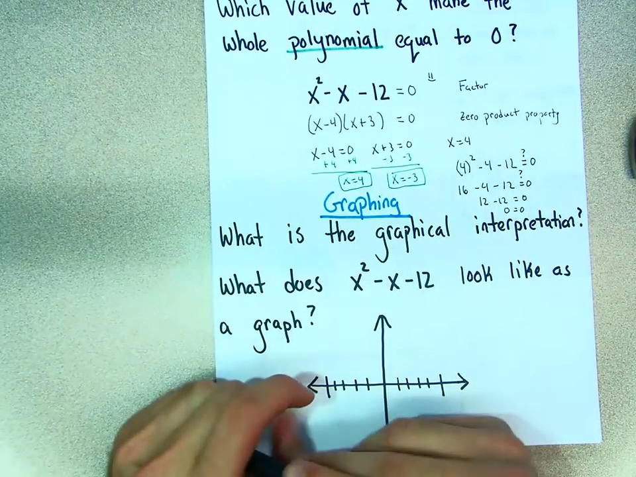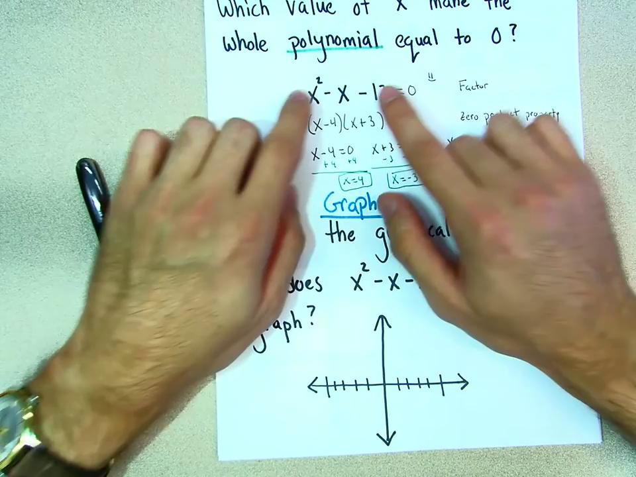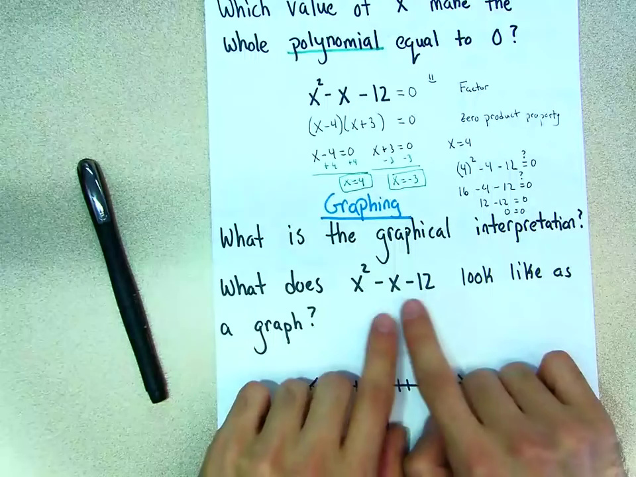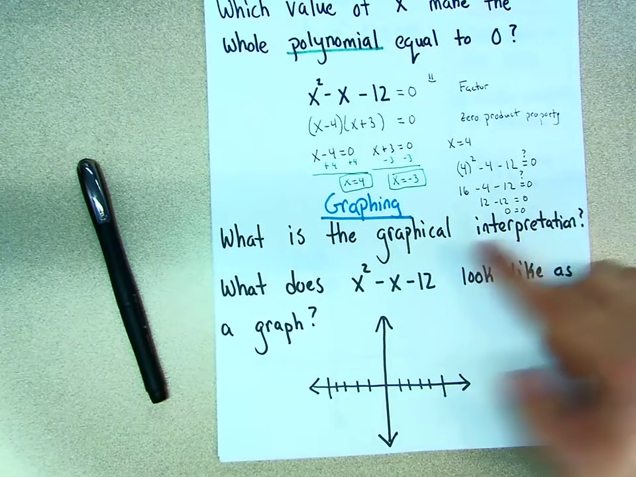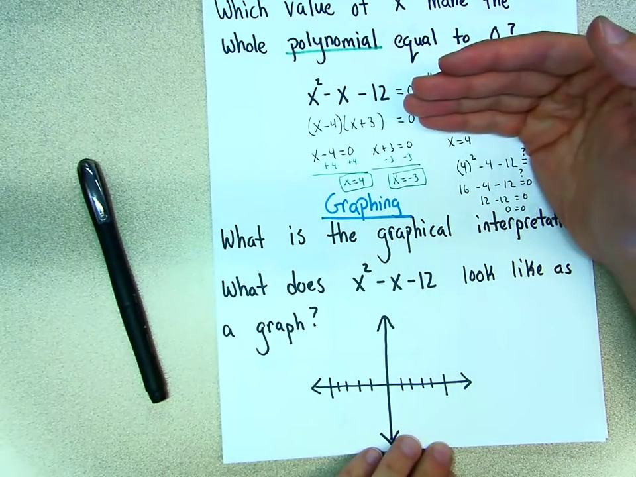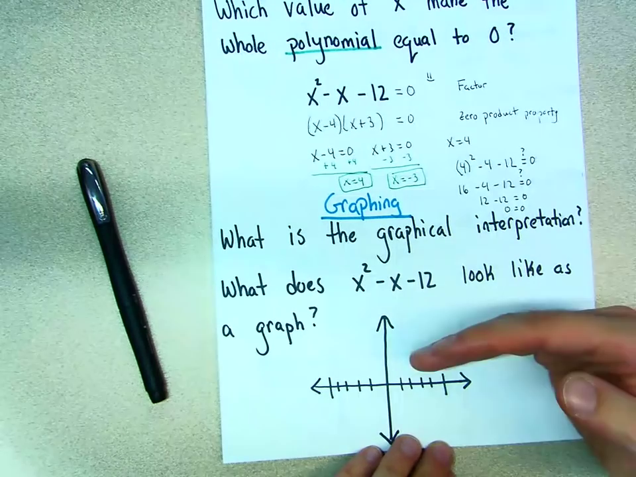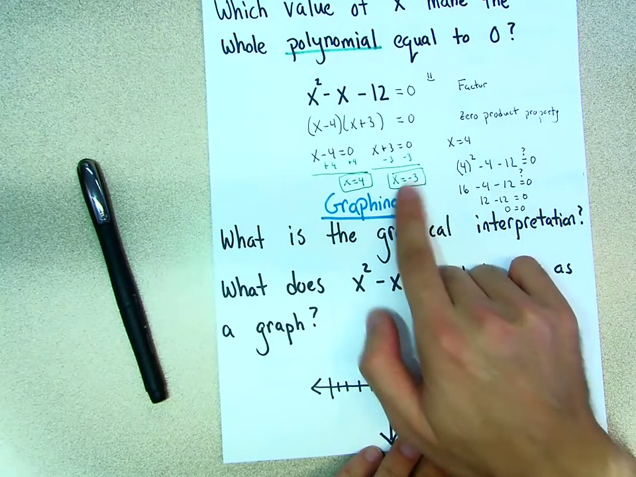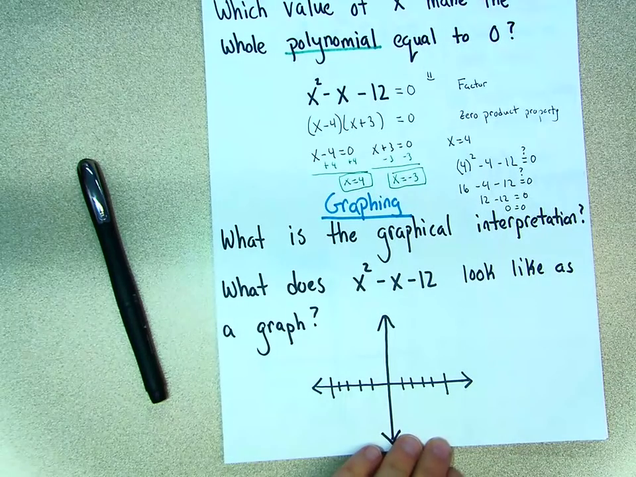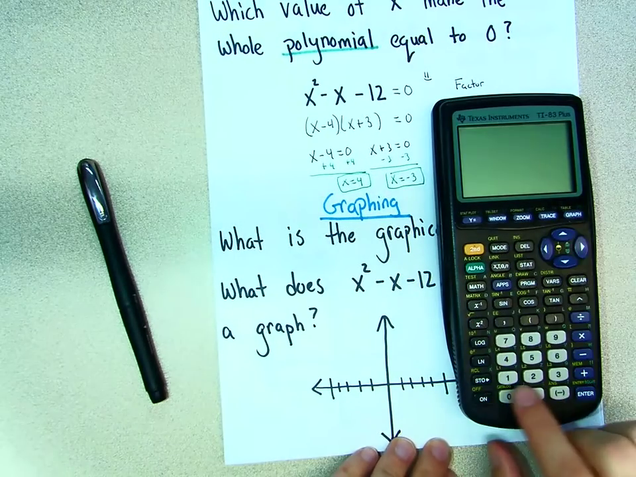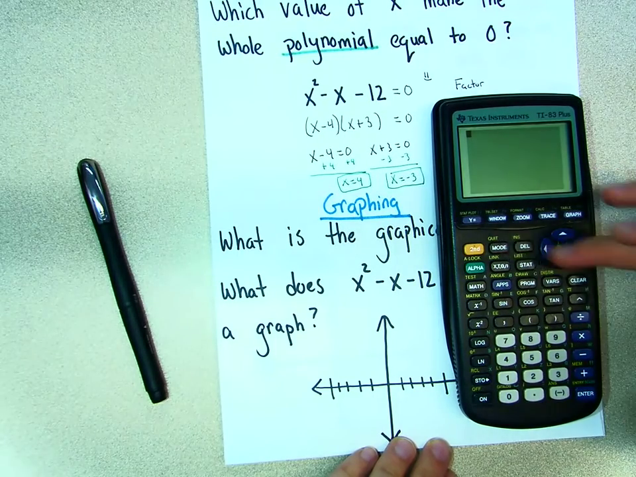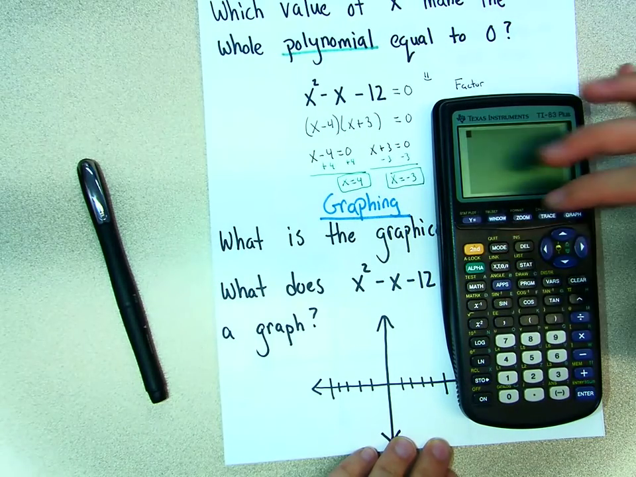Now the next thing we want to do is, what does this polynomial, x squared minus x minus 12, look like graphically? And is there a connection between factoring the polynomial, finding the values that make the polynomial equal to 0, and the graph? So what I want you to do is, let's grab our calculator over here, let's turn it on, and the first thing that you should do is reset the calculator. So how do you reset the calculator?